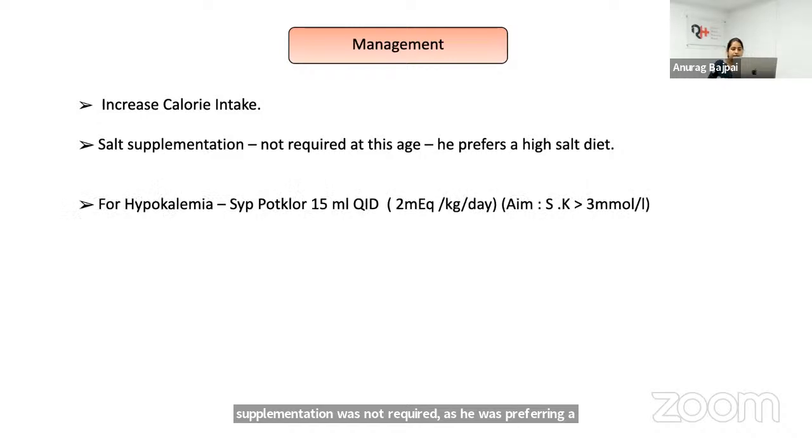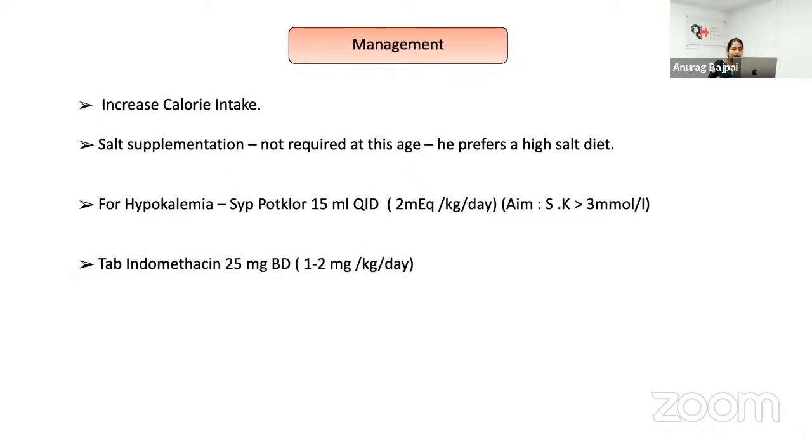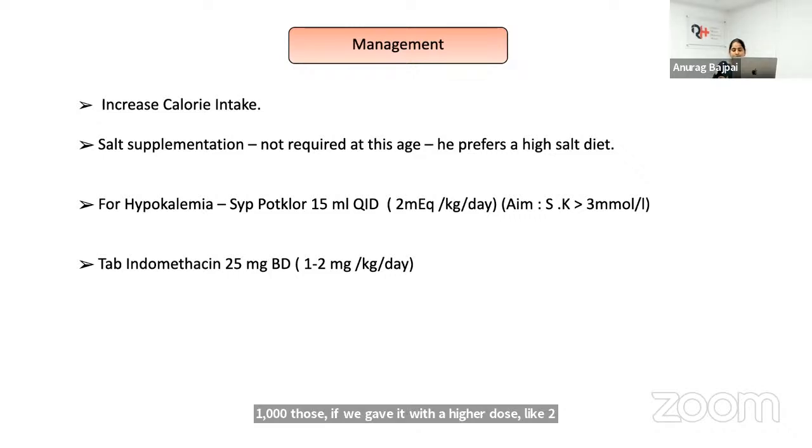And for the hypokalemia, we prescribe potassium chloride with a dose of 2 milliequivalent per kg per day, and we aim to keep the serum potassium greater than 3 millimole per liter. And we started the tablet indomethacin with a dose of 1 to 2 milligram per kg per day. But it has to be kept in mind, when we start the indomethacin, if we give it with a higher dose, like 2 milligram per kg per day, he is more prone to have headache or gastritis. So we have to start the tablet with a lower dose.